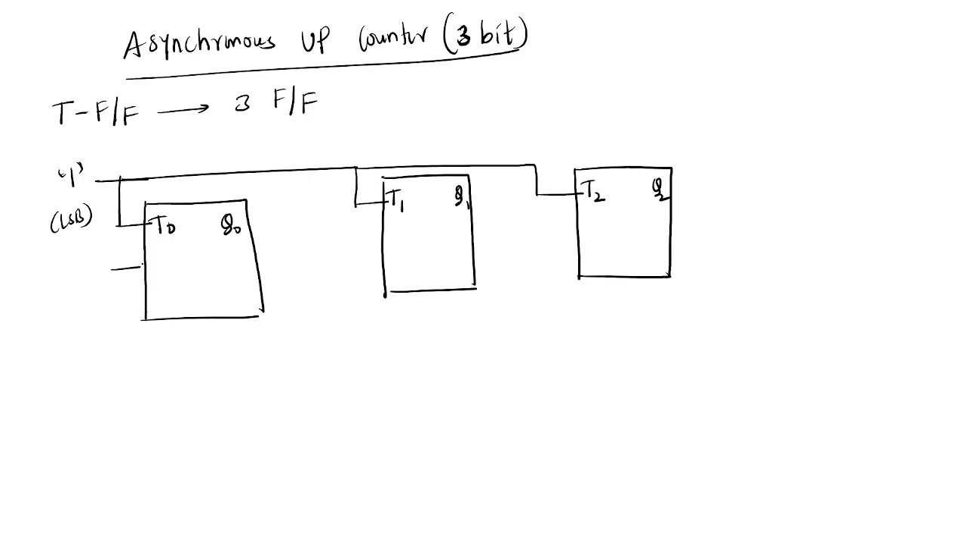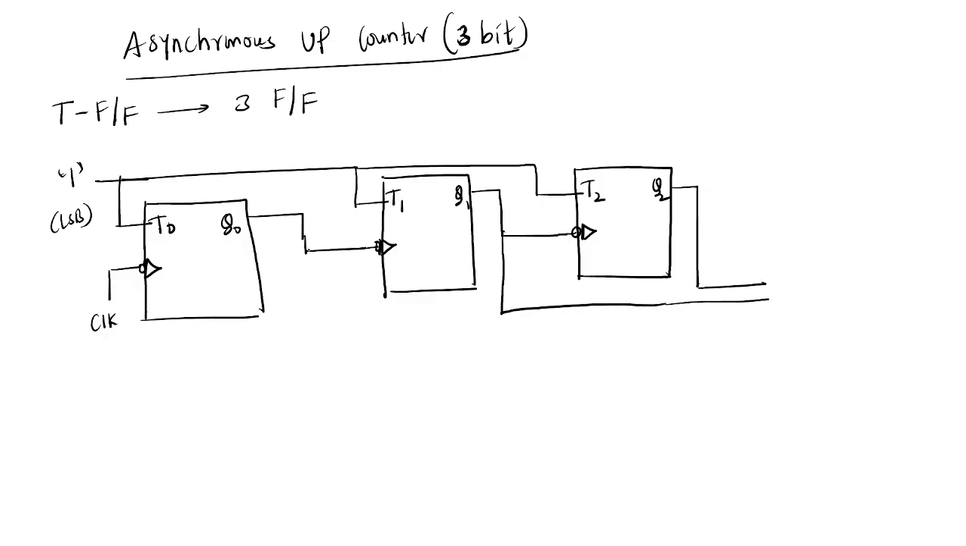LSB flip flop means the direct clock is applied to the LSB flip flop, and this output acts as the clock for the next flip flop, and this also acts as the clock for the next flip flop. I'm using the negate of the clock, a bubble. So these outputs are nothing but the counter outputs.